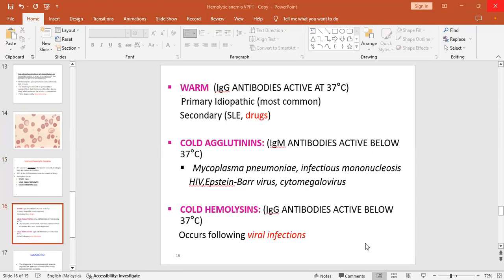IgG antibodies are active at 37 degrees centigrade, hence they are known as warm antibodies. This is the most common type of antibody which is seen. It is seen in secondary conditions like SLE and drugs. Cold agglutinins are antibodies which are active below 37 degrees centigrade. They are seen in Mycoplasma pneumonia infections, infectious mononucleosis, HIV, Epstein-Barr virus infections, and cytomegalovirus infections. Cold hemolysins are IgG antibodies active below 37 degrees centigrade. They primarily occur in viral infections.